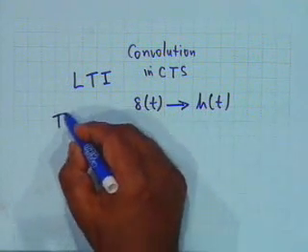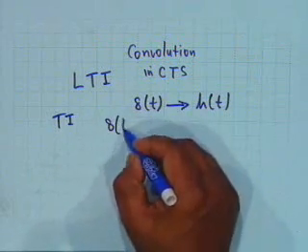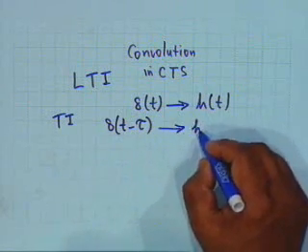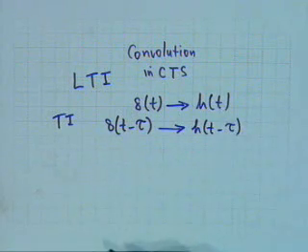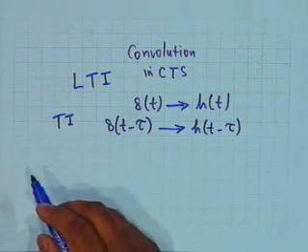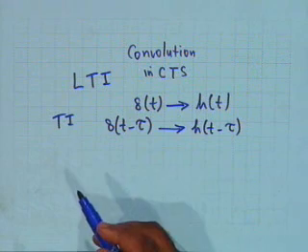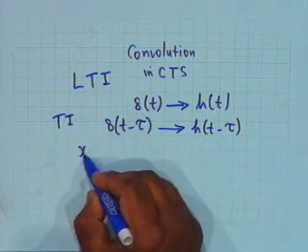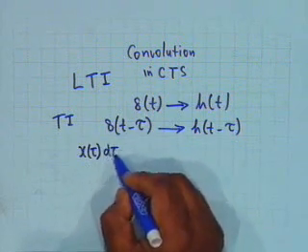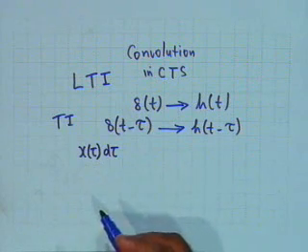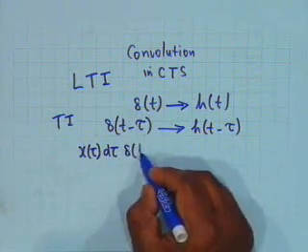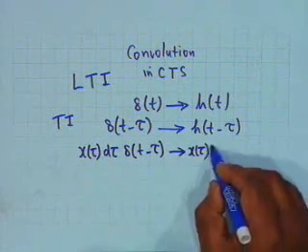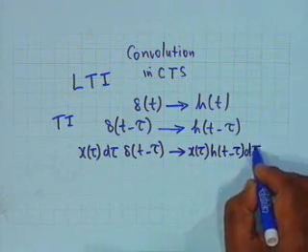Then, because of time invariance, if the input is shifted by tau, delta t minus tau, then the output should also be shifted by the same amount, h of t minus tau. This is a consequence of time invariance. Then we bring the linearity into consideration. We multiply both sides by a constant, that is x of tau d tau, and therefore we get delta t minus tau should lead to x of tau h t minus tau d tau.